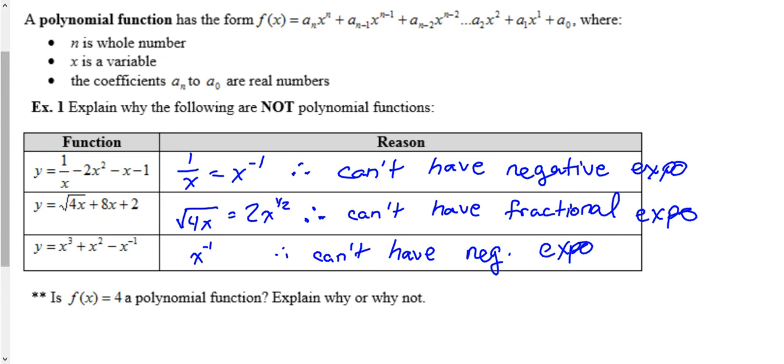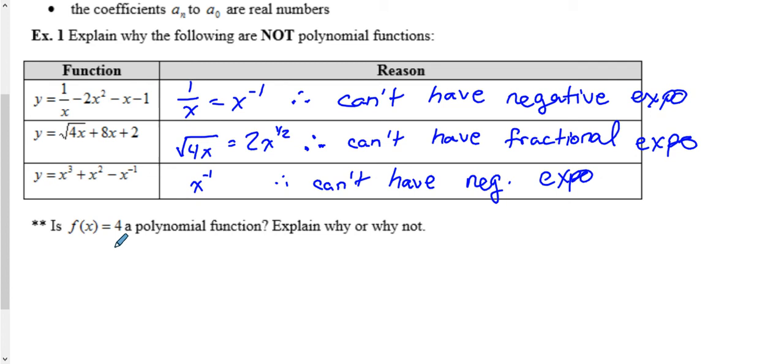So it says here, if f of x equals 4, is f of x equals 4 a polynomial function? Explain why or why not. In this example here, so basically it's just telling you if you have a constant term, if it's just a constant number, no exponents or no variables there, is it a polynomial? Technically, I believe we can make it into a polynomial. Let's see what we can do. So we can change f of x equals 4. That's our standard equation there that they gave us.